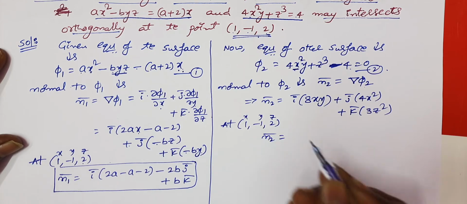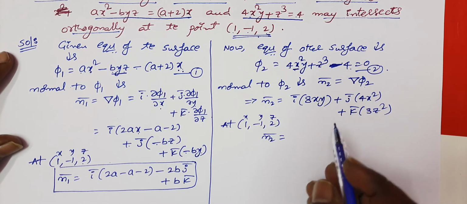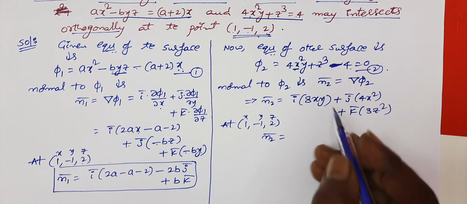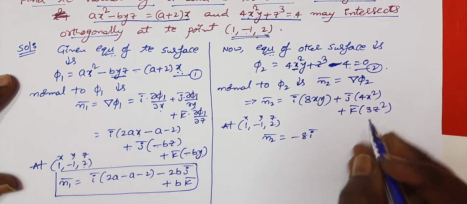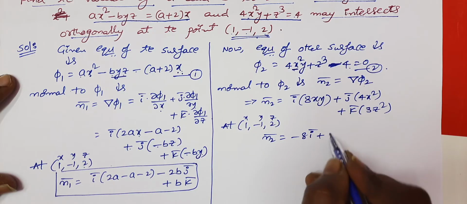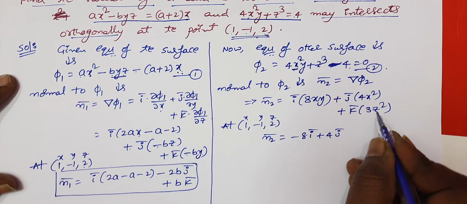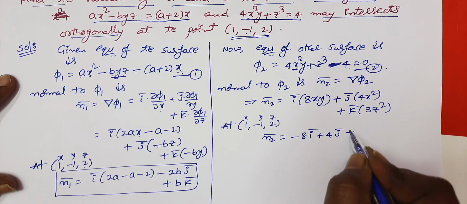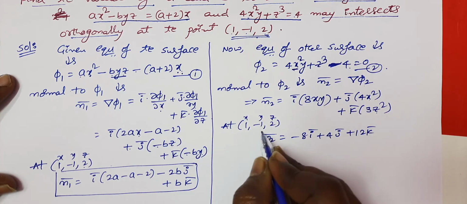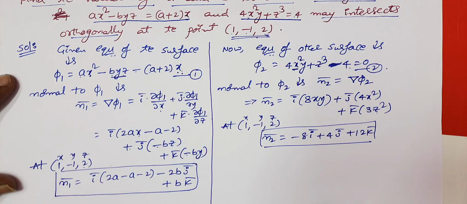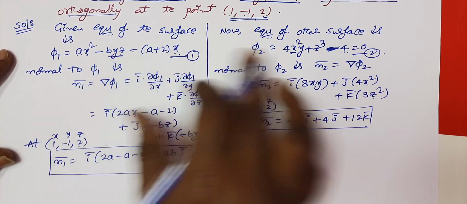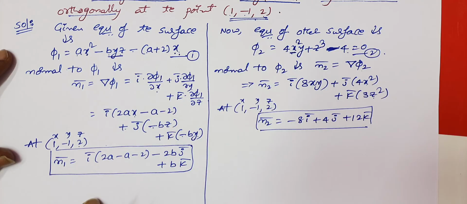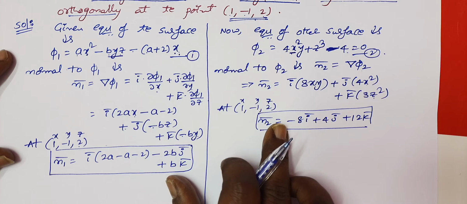You will get n2 bar is equal to 8 into 1 into minus 1, so you will get minus 8i bar. X value is 1, so you will get 4j bar. Z is nothing but 2, 2 square is 4, 4 3s are 12k bar. Okay, so we are writing the equations of both surfaces and we are getting the normals of both surfaces, which are represented by n1 bar and n2 bar.